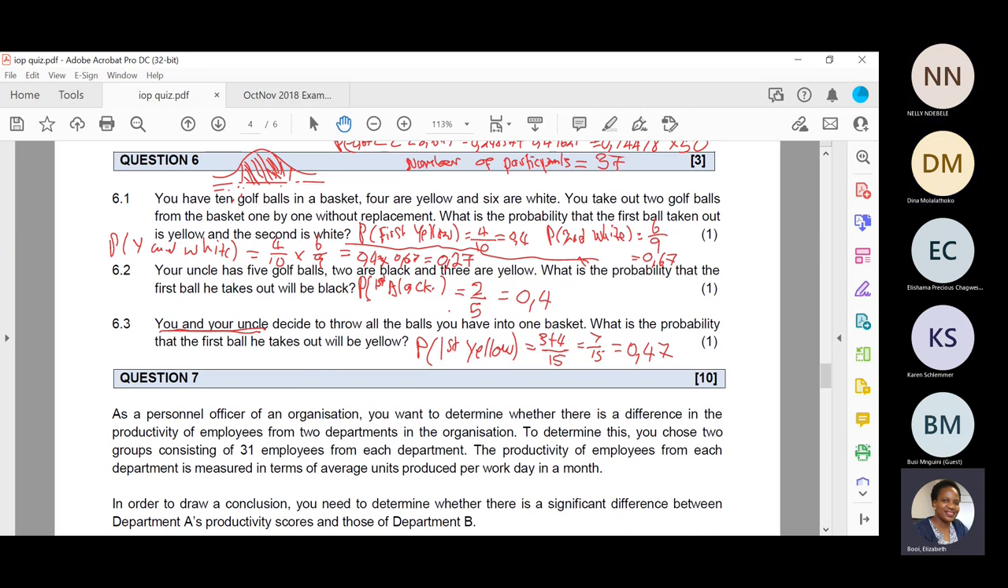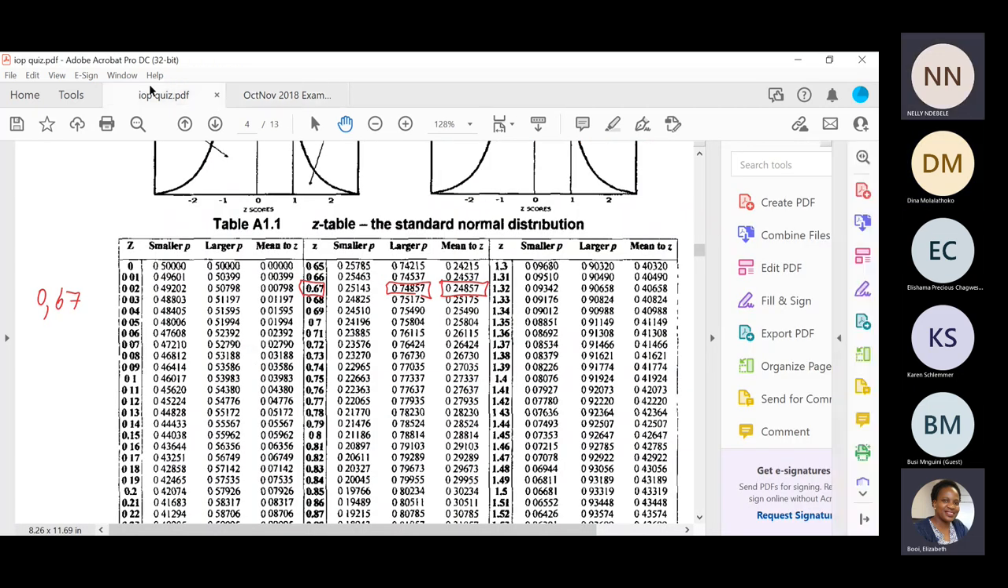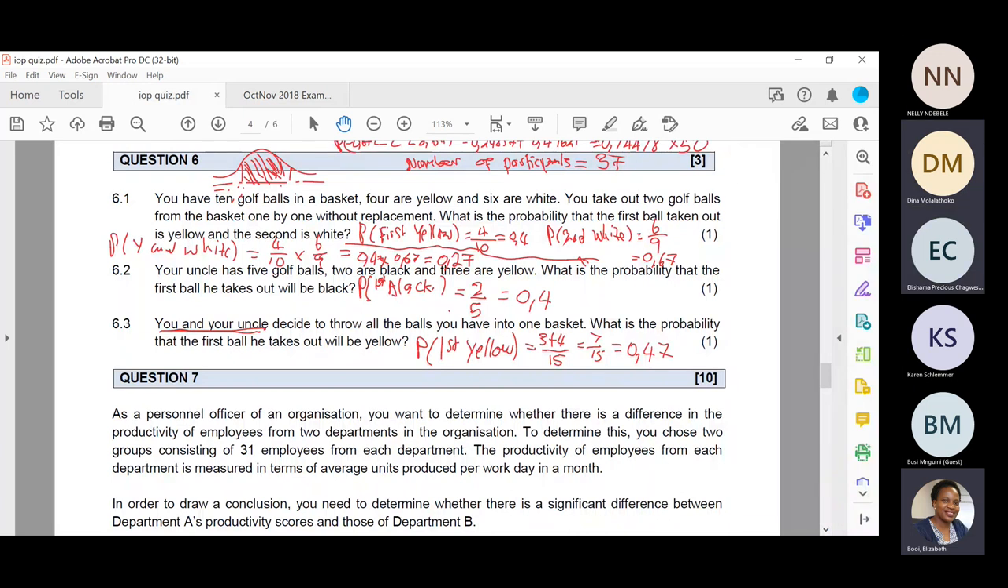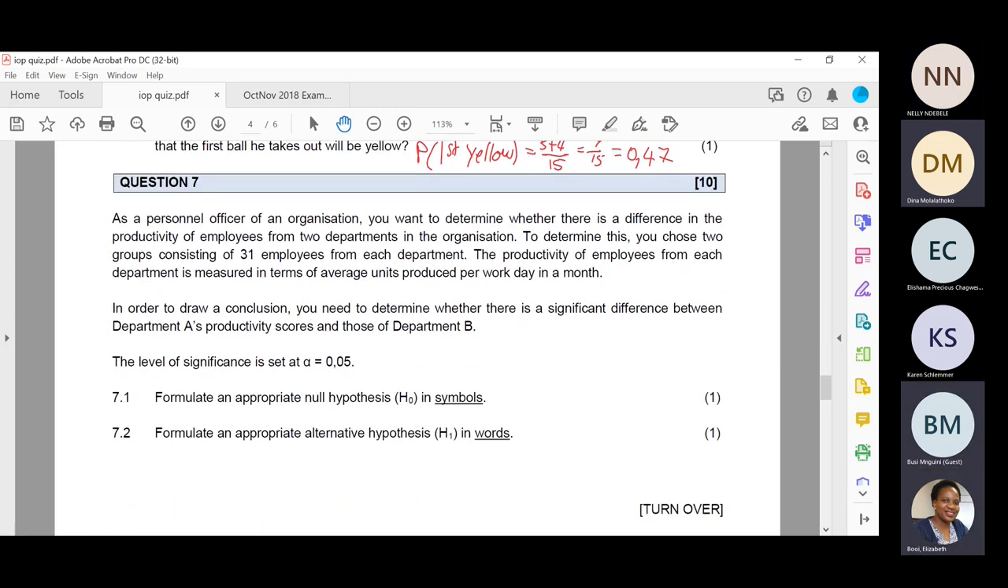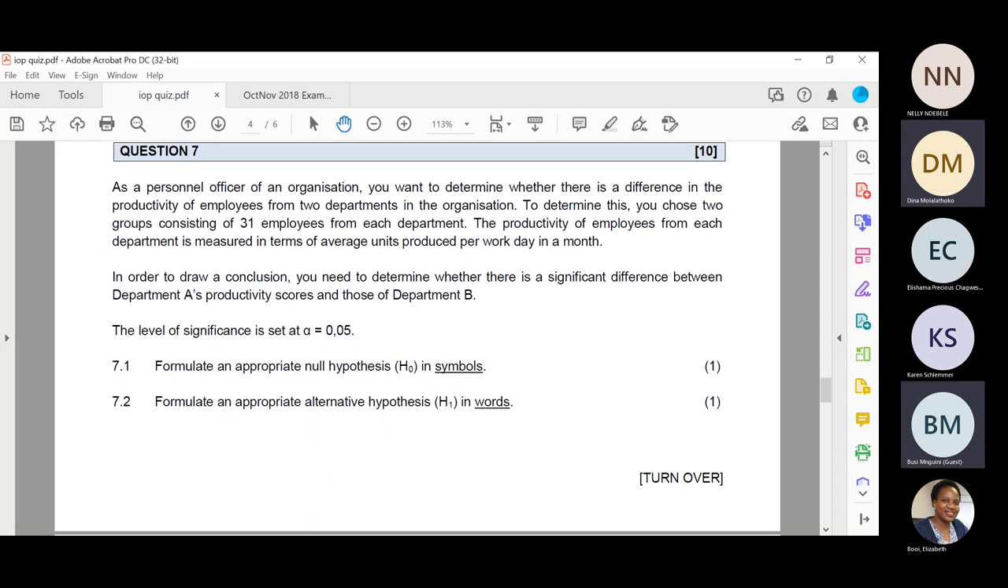Remember, these are not the only questions they can ask. They can also ask you about other ones, like what they asked on the previous exam paper, asking you to calculate if you win a prize, A, B, and then A wins a prize, second prize, and so on. All those things. Yes, those are better. This one was a bit tricky.